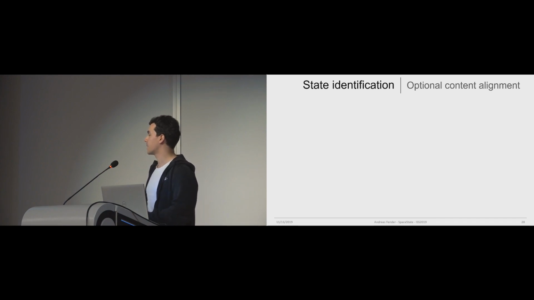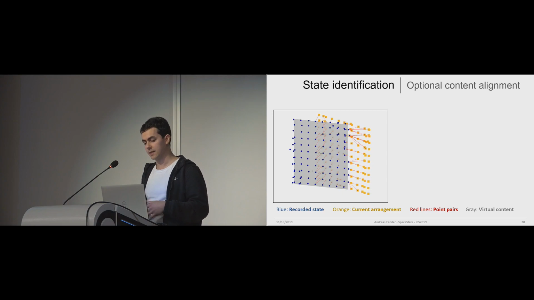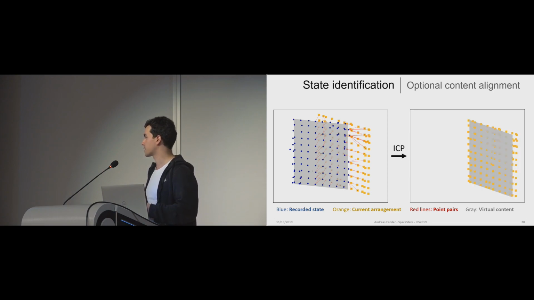And then optionally, if the designers wish to do so, they can activate an automatic content alignment. Because states will not be aligned the exact same way the second time, that also means that the content might not be projected correctly. If you misplace the whiteboard, then the content might be a little bit off. And therefore, pretty straightforward, we just use an iterative closest point algorithm to also align the contents.